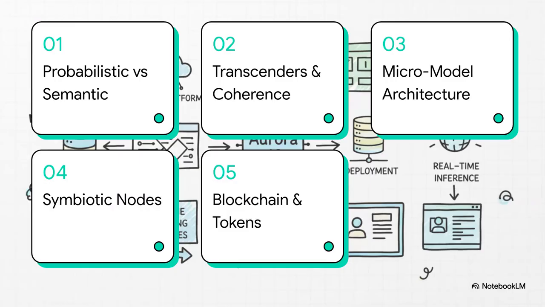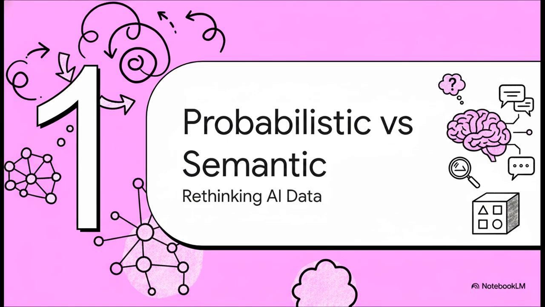Here is the technical agenda. 1. Probabilistic versus semantic AI. 2. Transcenders and structural coherence. 3. The micro-model architecture. 4. Symbiotic nodes and training. And 5. Blockchain and coherence tokens.